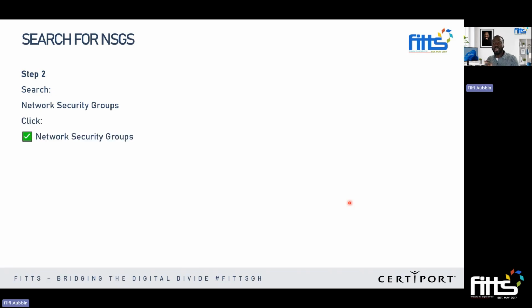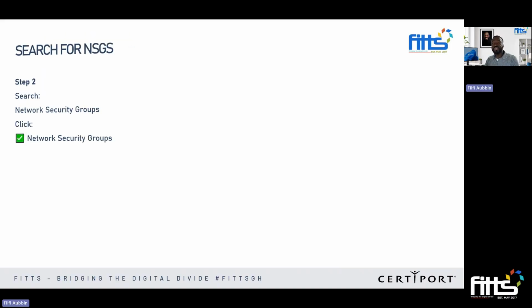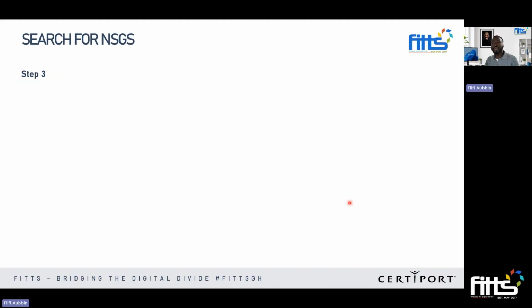Then after you've searched, click on network security groups. Then we move on to the third step, and the third step is to click on create. So you know how to create a resource group. You know how to create a virtual network. You also know how to create a subnet. So it's the same principle, something we can transfer.